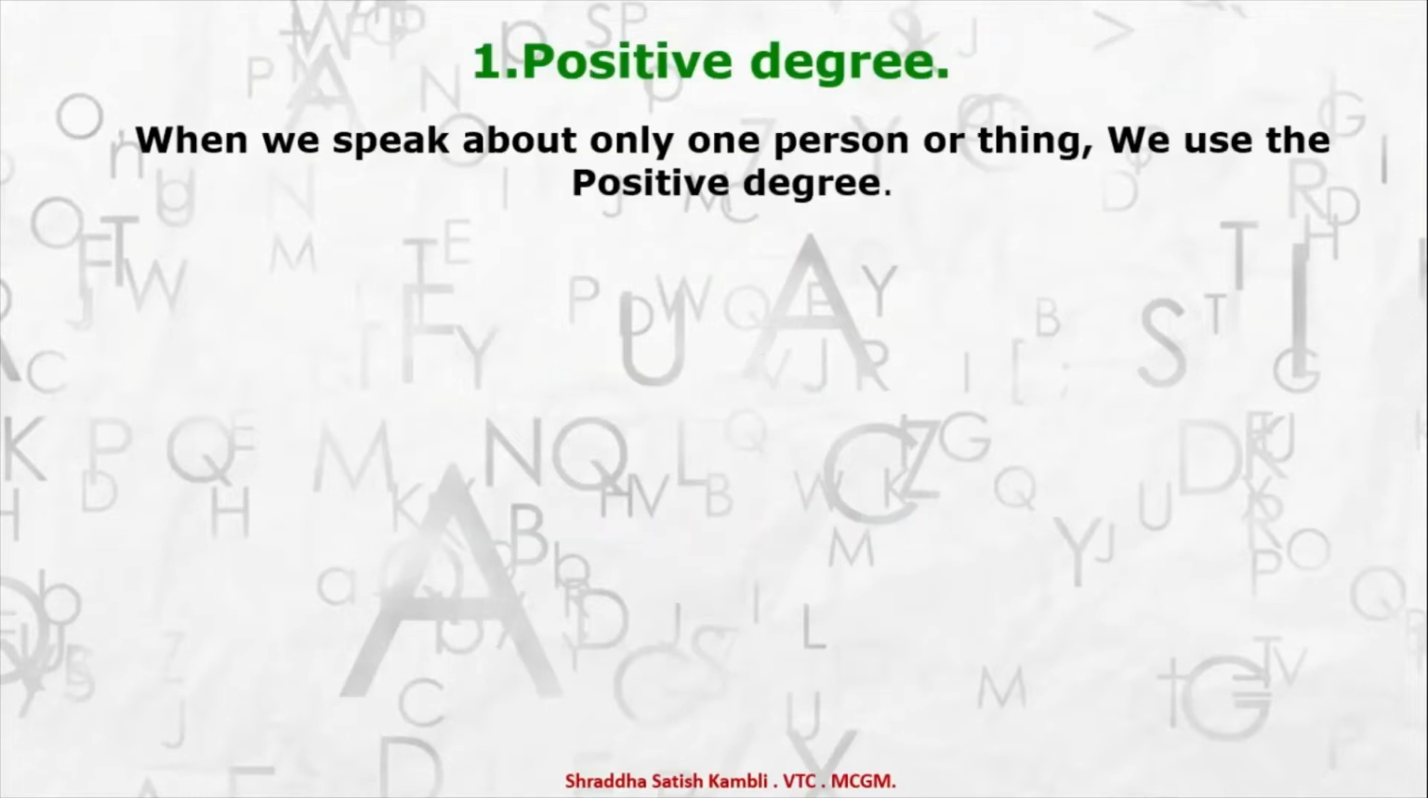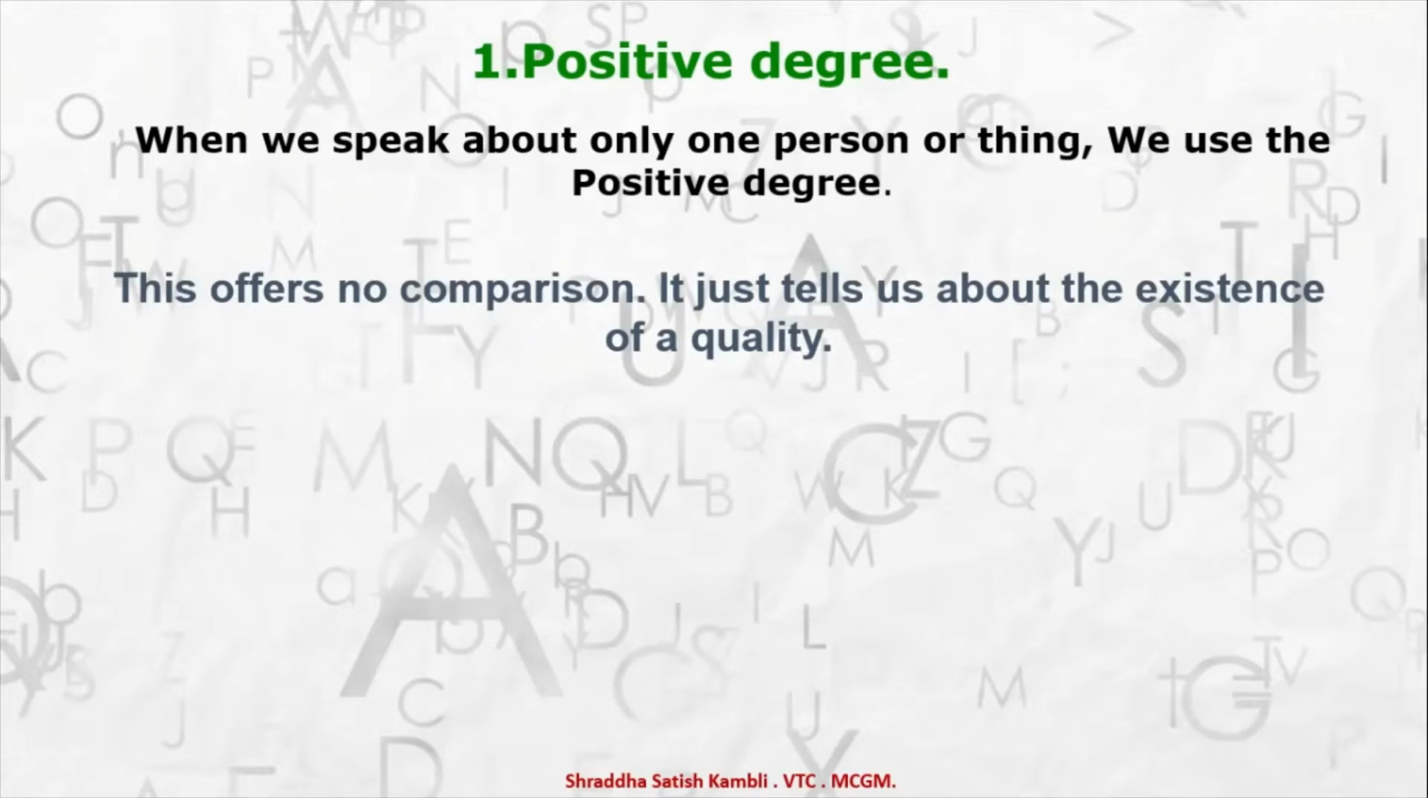So let's start with the positive degree first. When we speak about only one person or thing, we use the positive degree. In fact, we can say that when there is no comparison, when you are not comparing any person with any other person or a thing with some other thing, then we are using the positive degree. There is only one person or one thing, so there is obviously no comparison. At such a stage, we make use of the positive degree. This offers no comparison. Like I just told you, we are not in any mood to compare. It just tells us about the existence of a quality.